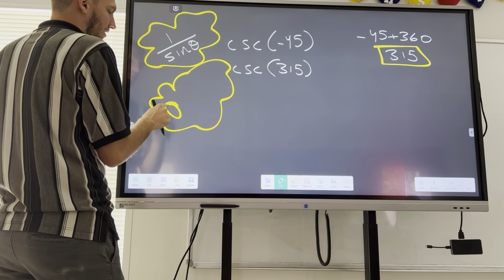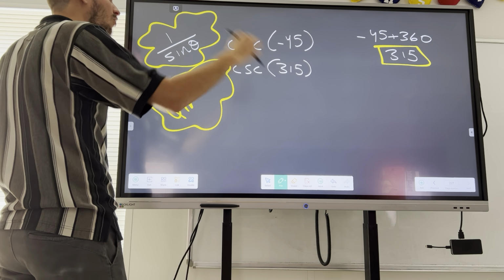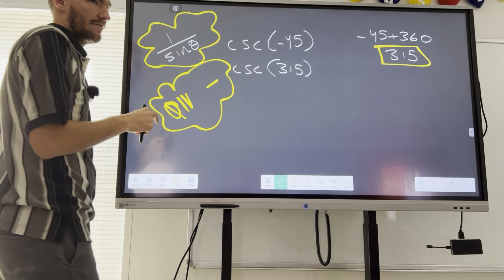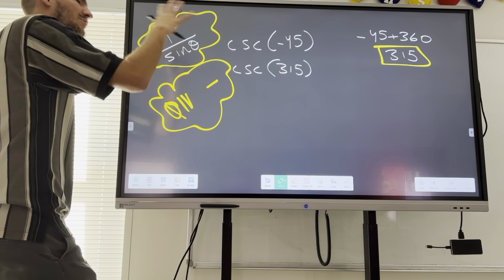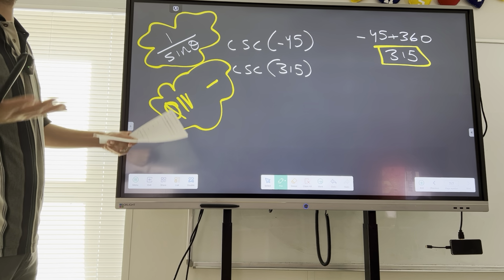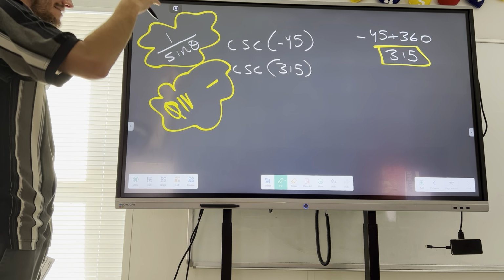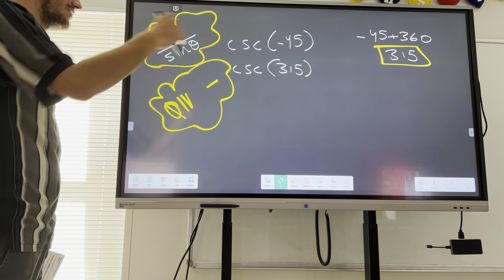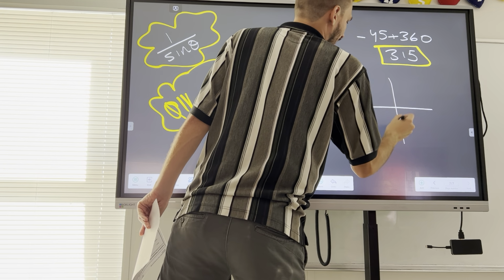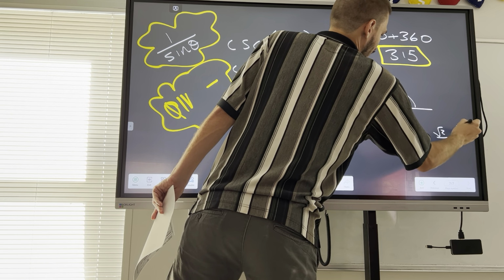Quadrant 4. A smart trig class. Cosine is positive in the 4th quadrant. Cosecant, negative. Because when I'm doing the positives and negatives, I'm thinking mostly about the sine, not the cosecant. Because I have memorized a smart trig class, all sine, tangent, and cosine. Okay, 315. This is one of our 45s. We love the 45s because they have the exact same thing. Square root 2 over 2, square root 2 over 2.